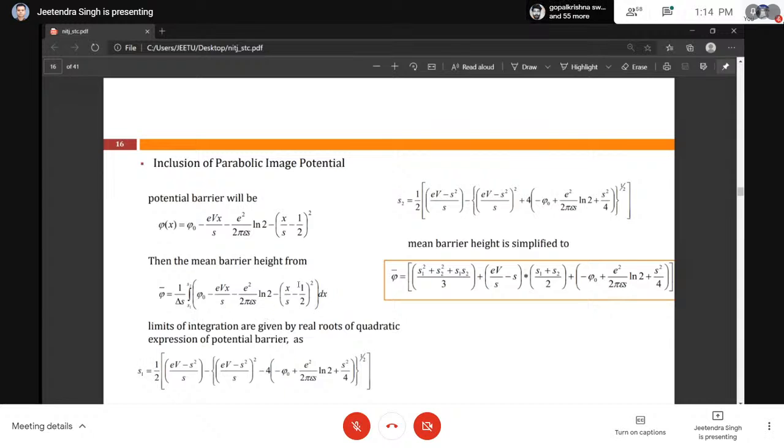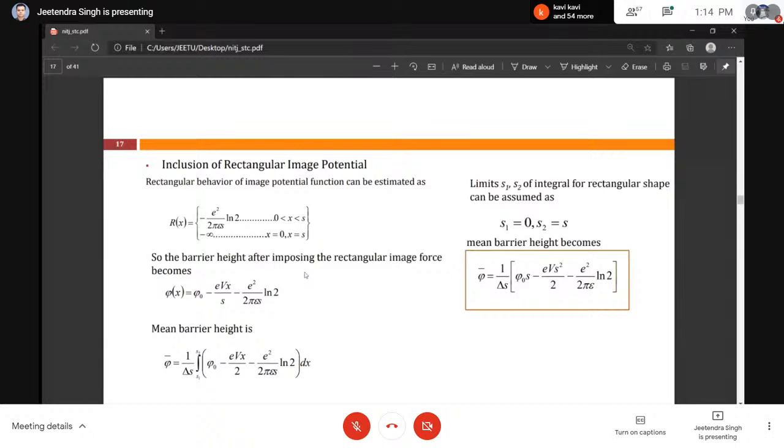This is basically a second order quadratic equation, which can easily be solved to find the roots. The roots will give the values of S1 and S2, and the mean barrier height will come. And finally we have the rectangular image potential. This is the rectangular image force.